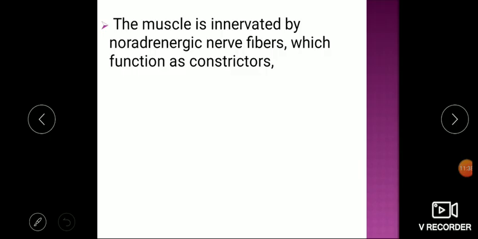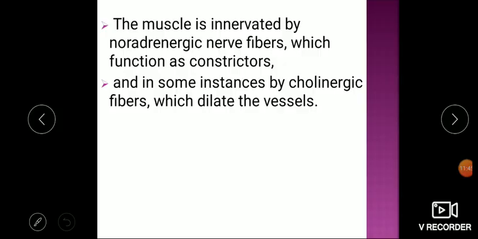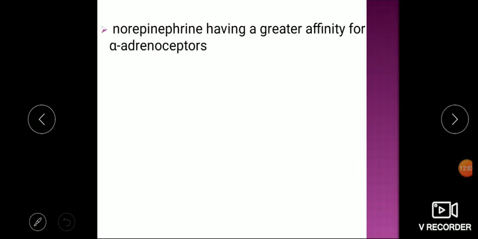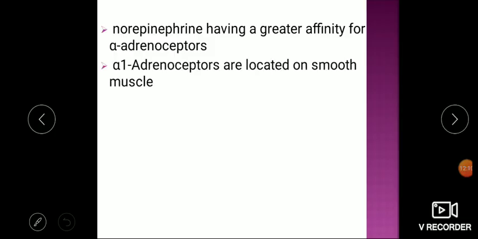The muscle is innervated by noradrenergic nerve fibers which function as a constrictor, and in some instances by cholinergic fibers. As I mentioned, in skeletal muscle it is sympathetic cholinergic, which secretes acetylcholine and this will dilate the blood vessels. Arterioles are major sites of resistance to blood flow, and a small change in their caliber causes a large change in total peripheral resistance. Now norepinephrine has a greater affinity for alpha adrenoreceptors.